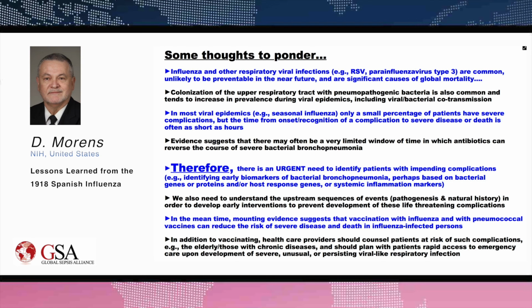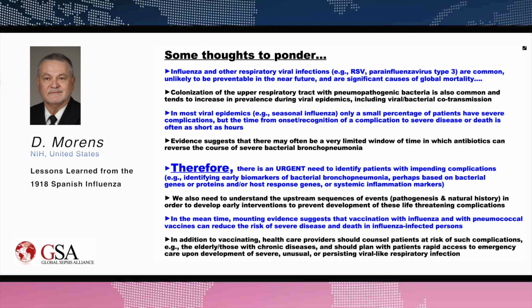Therefore, I think there's an urgent need to identify patients with impending complications and, hopefully, identify and use early biomarkers of bacterial bronchopneumonia, perhaps based on bacterial genes or proteins, host response genes, or systemic inflammation markers. We also need to understand more about the natural history and pathogenesis. But in the meantime, we do have influenza and pneumococcal vaccines. They're not entirely perfect vaccines, but there's mounting evidence that they do reduce death. In some cases, they don't do a good job of preventing disease, but when disease occurs, they do reduce death.